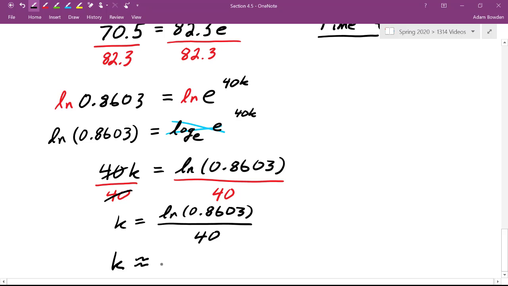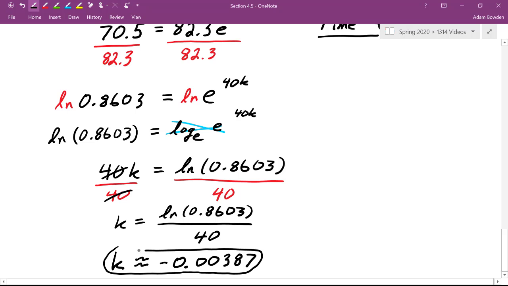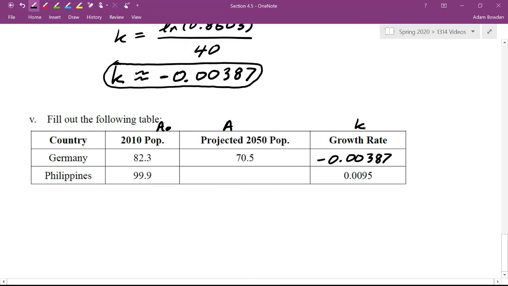And I'm going to have a fairly small number here. I rounded it off to negative 0.00387. So I guess more or less we could say this is, rather than a growth rate, now a decay rate, since the population is declining and we have a negative number for k. Okay, so now we put that information in our table.